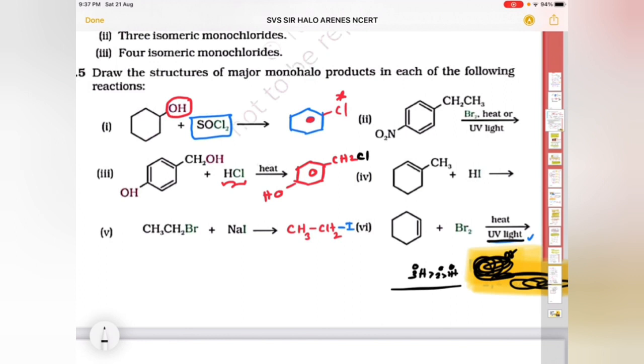Similarly, this reaction we know: ethyl bromide or ethyl chloride reaction with sodium iodide in presence of acetone. There is a specific name for this reaction. So what is the name of the reaction? Anybody? So we are getting ethyl iodide. I want the name of the reaction.